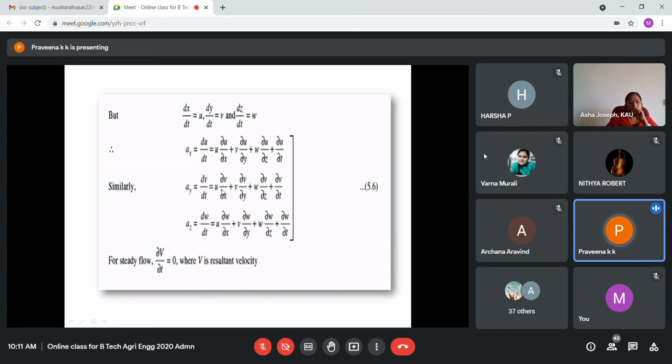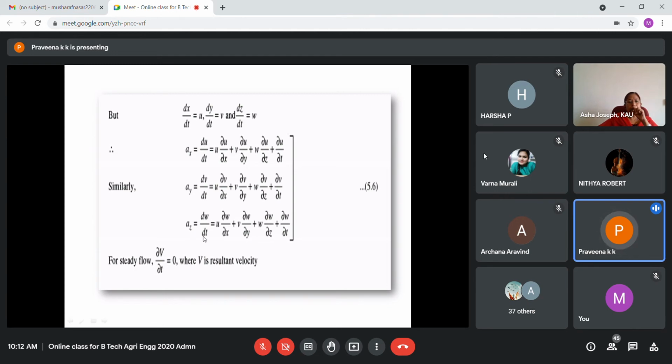So the acceleration acting in the y direction will be according to the velocity acting in the y direction, that is v. Change of velocity divided by time will give the acceleration. So that concept is applied here. That is, du is a change in velocity in the x direction, divided by its time, we will be getting the acceleration in the x direction. Similarly, we can write the az expression also.